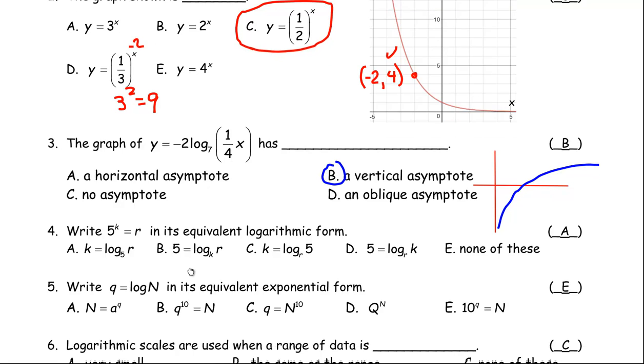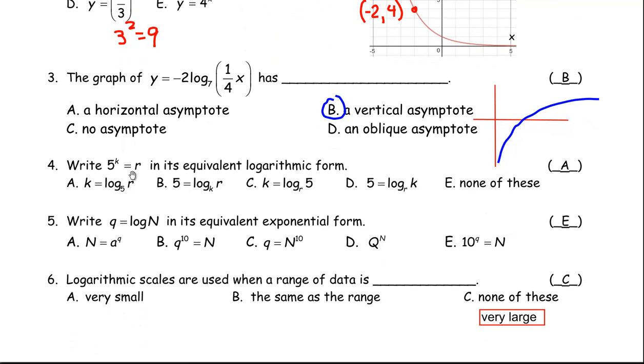For question number 5, write 5 to the power of k equals r in its equivalent logarithmic form. And I always remember how these work by the log form, if you're going from log form back to the equivalent exponential form. Now A is the correct answer here because the base of the log, which is 5, is the same as the base of the exponential form. Okay, so base is 5 there.